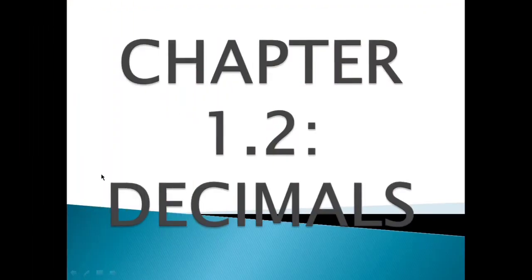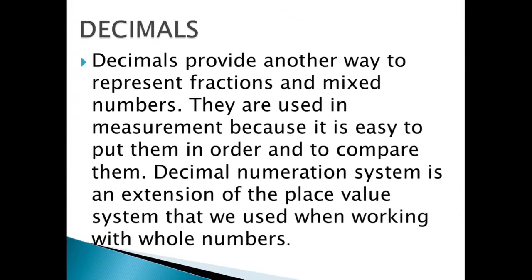So for this video lesson, we're going to discuss chapter 1.2, which is all about decimals. Okay, so when we say decimals, decimals provide another way to represent fractions and mixed numbers. They are used in measurement because it is easy to put them in order and to compare them. So this decimal numeration system is an extension of the place value system that we used when working with whole numbers.